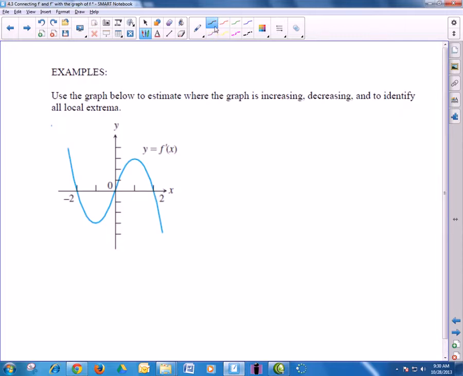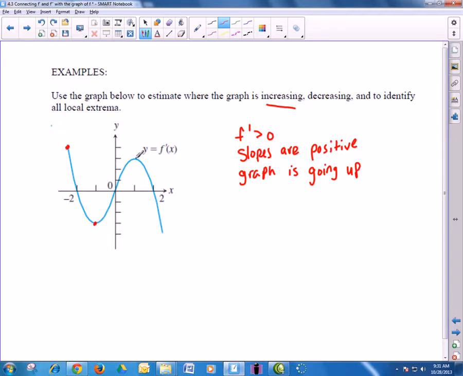Okay, let's take a look at this example. First of all, it says use the graph below to estimate where the graph is increasing, decreasing, and to identify all local extrema. So first of all, let's look at where it's increasing. We'll do this in red. That means the first derivative is greater than 0. That means the slopes are positive. That means the graph is going up. Okay? You look at your critical points. I have a critical point here, here, here, and here. And the only place where your slopes are positive is between here, because all these slopes are positive.